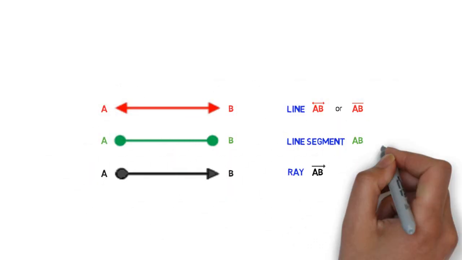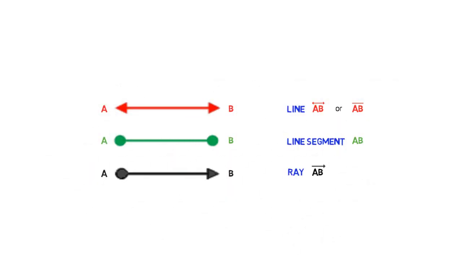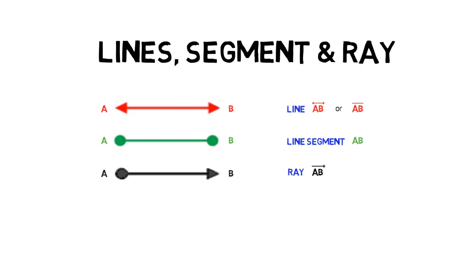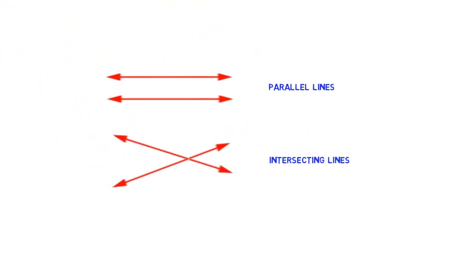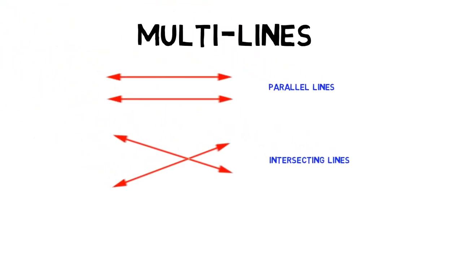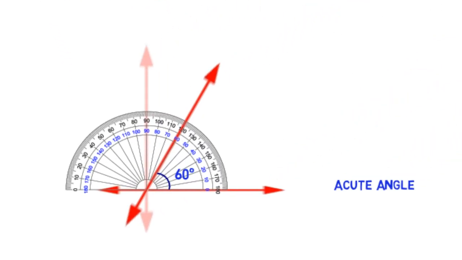My dear friends, in this tutorial we are going to learn about lines, line segment, a particular segment of line, rays. We'll also learn if we have more than one line, for example parallel lines, intersecting lines. Then we'll learn about angles. We have various angles, for example acute angle, obtuse angle, straight angle, right angle. So we'll learn these things.